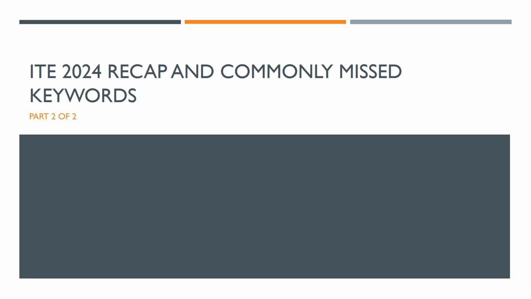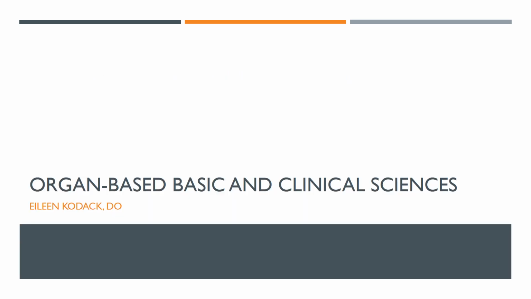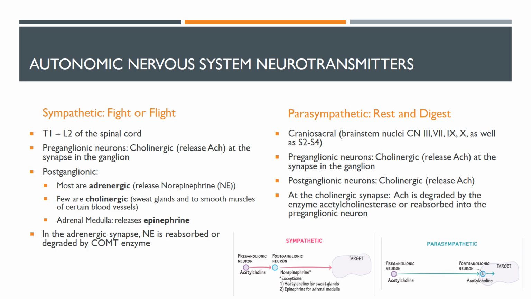Hi everyone! Today we are going to discuss part 2 of the ITE 2024 Most Commonly Missed Words. I split this discussion into two parts. Part 1 is going to discuss organ-based basic and clinical sciences, while part 2 is going to discuss clinical subspecialty keywords. Our first keyword is going to be autonomic nervous system neurotransmitters.